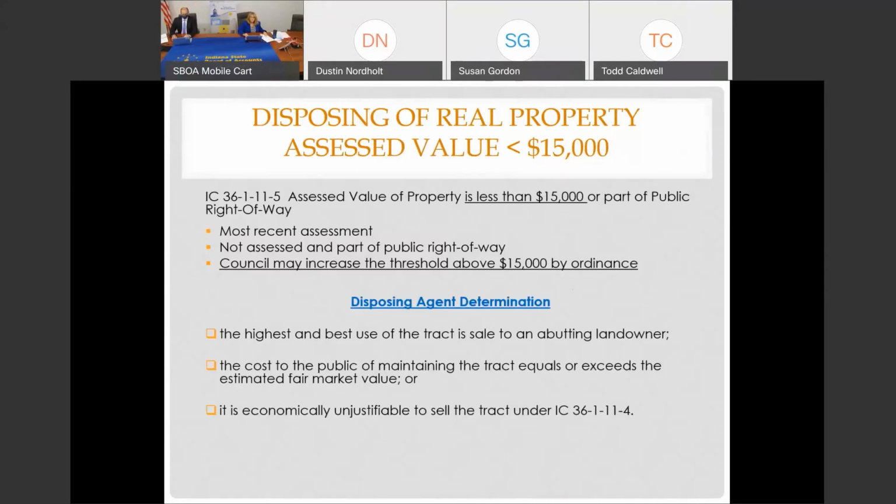Here's another determination that must be documented. And to use this section, the disposing agent or the fiscal body has to determine the highest and best use of the tract is to an abutting landowner, or the cost to maintain the tract equals or exceeds the estimated fair market value, or that it's economically unjustifiable to sell under the requirements of 36-1-11-4, which was that approval, appraisal, advertising, and awarding process that we went through in the beginning.